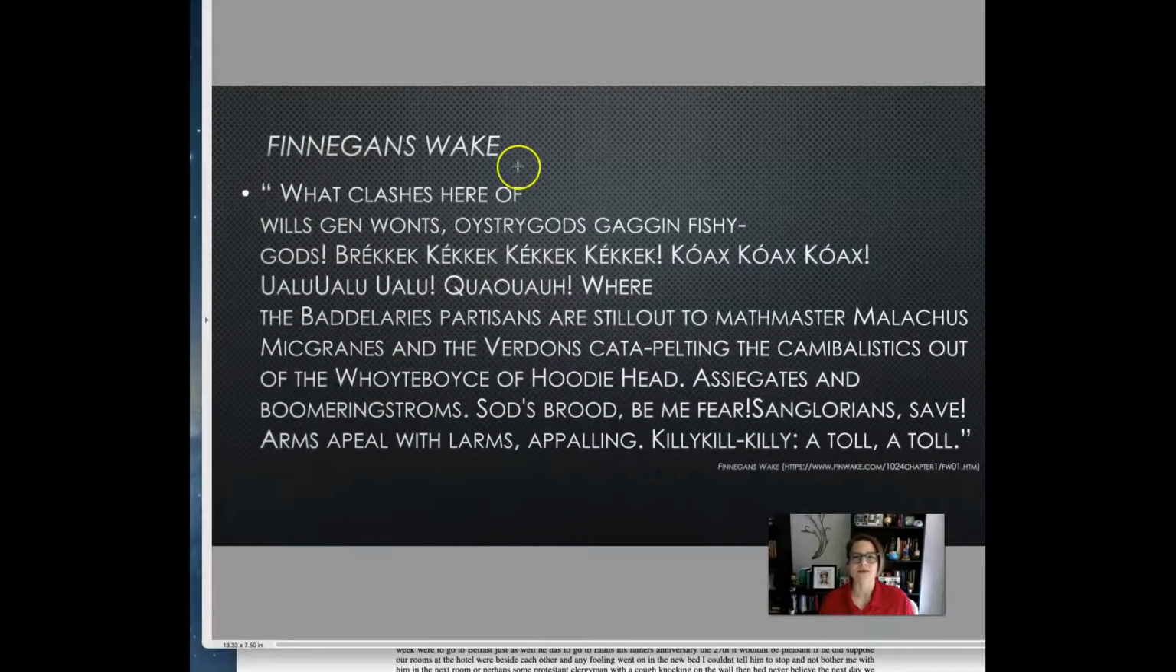Okay. So this is from Finnegans Wake, and what I want you to recognize is just that he was being very experimental here, and he was actually inventing kind of language. He has, what clashes here of wills gen once, ostrogods, gaggin fishy gods, brekek, kekek, kekek, kekek, coax, coax, coax, oolah, oolah. You know, I mean, to a lot of people, they were just going, what is happening here, right? But again, a lot of people took to this. A lot of people liked that this was just something so different and unique.